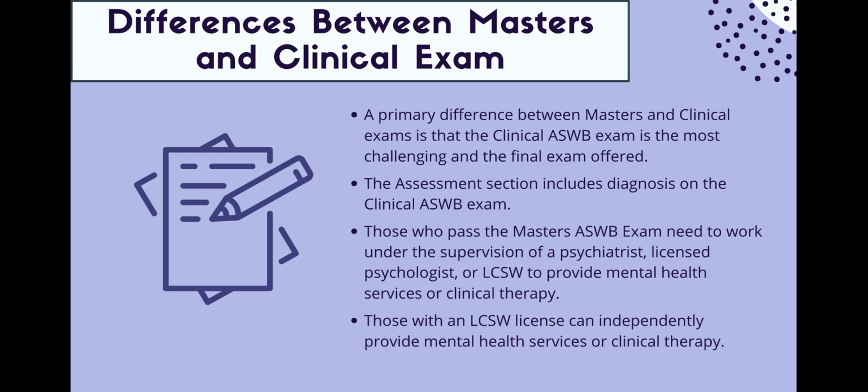Mechanically as well, once you have your master's ASWB exam, once you've passed that exam and applied for your license in your state, you still need to work under the supervision of someone who's licensed, right? And that could be a licensed psychiatrist, psychologist, or of course, LCSW, someone with their clinical license to provide those mental health services or clinical therapy directly to clients. And so if you pass your clinical exam, though, and you get your LCSW license or equivalent in your state, you can independently provide those mental health services or clinical therapy. So that's one of the major differences, is just what happens after you pass the exam.